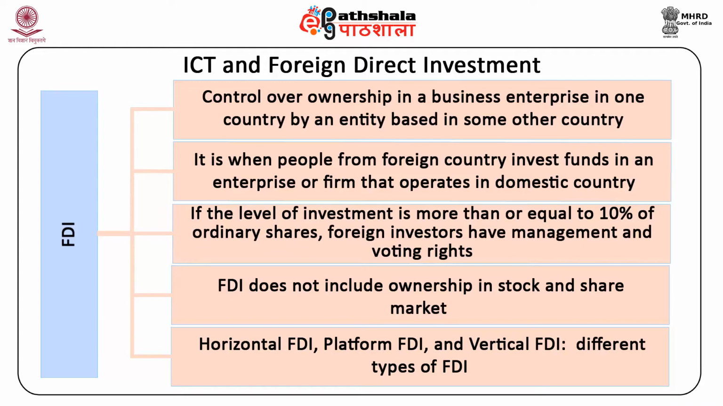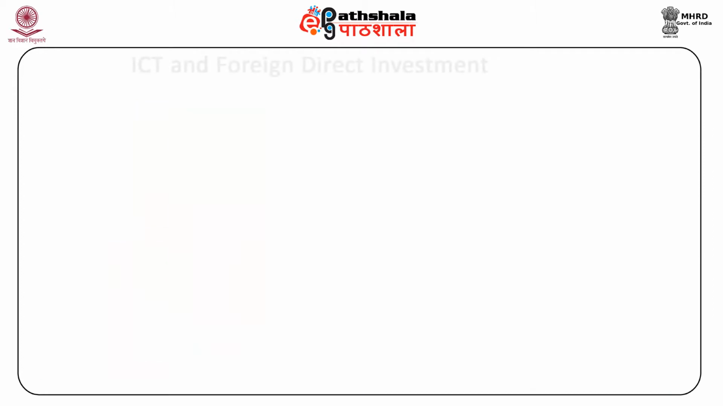Horizontal FDI, platform FDI, and vertical FDI are different types of FDI. The relation between ICT and FDI is two-way, especially in the case of India, a developing country. Information and communication technologies bring FDI, but in India, FDI brings more and better information and communication technologies. There are many factors which attract FDI in a country, and ICT is one among them.